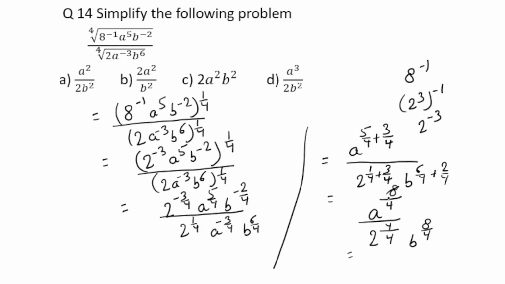8 divided by 4, 2. The 4s cancel. 8 divided by 4, 2. The answer is a square divided by 2b square.